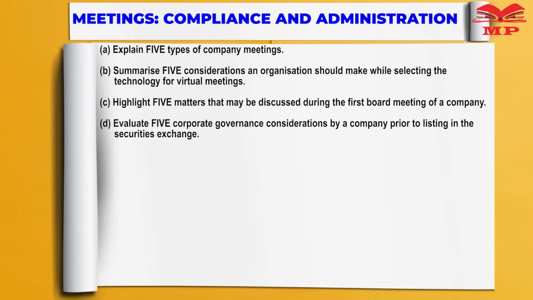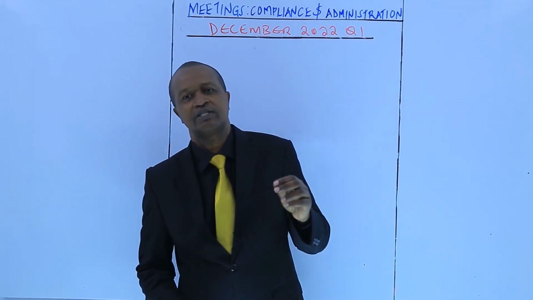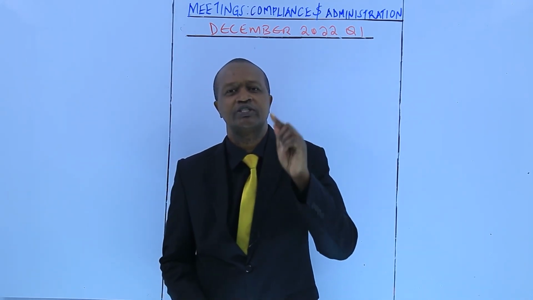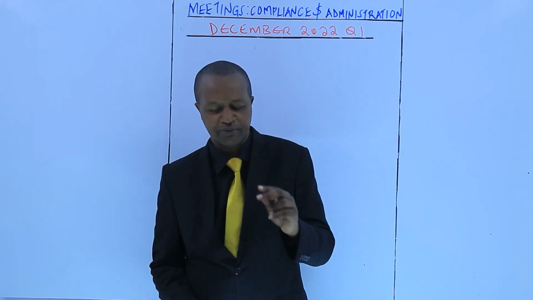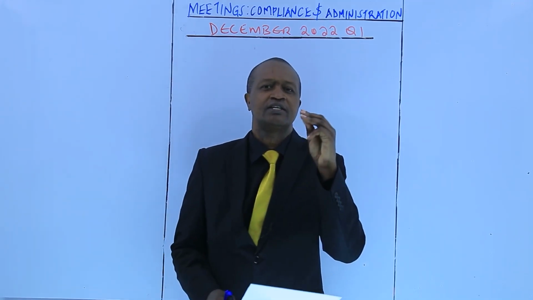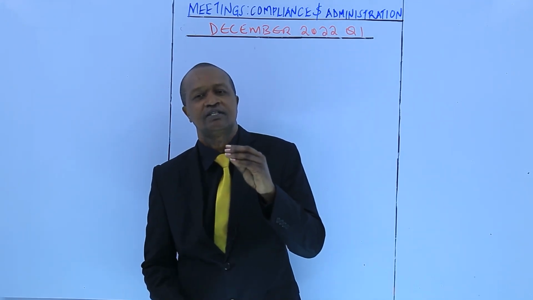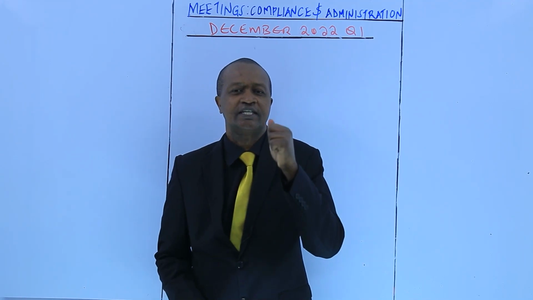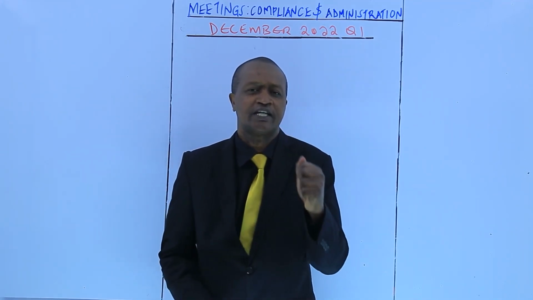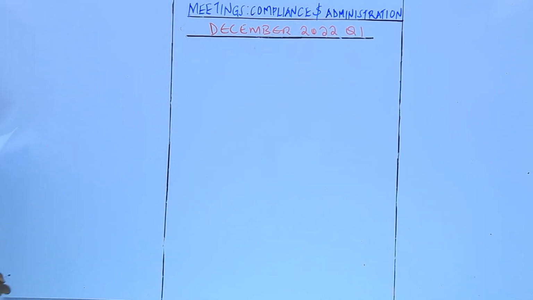So we'll first answer part A, explain 5 types of company meetings, 5 marks. Types of company meetings. This was an easy one. One type of a company meeting is the annual general meeting. The second type is the extraordinary general meeting. Number 3, board meetings. Number 4, committee meetings. Then lastly, we may have what we call creditors meetings. Those are 5 types of company meetings.